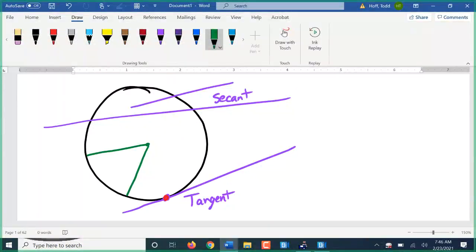Last semester, we talked briefly about something called a central angle.